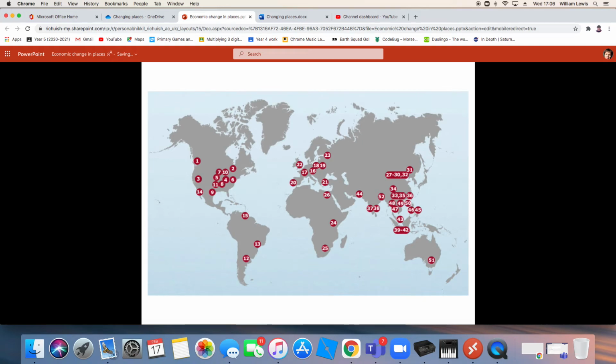This map would not be possible without globalization, because Toyota wouldn't be able to ship their cars all over the world and they wouldn't be able to communicate with all of their factories. Globalization has made this possible.